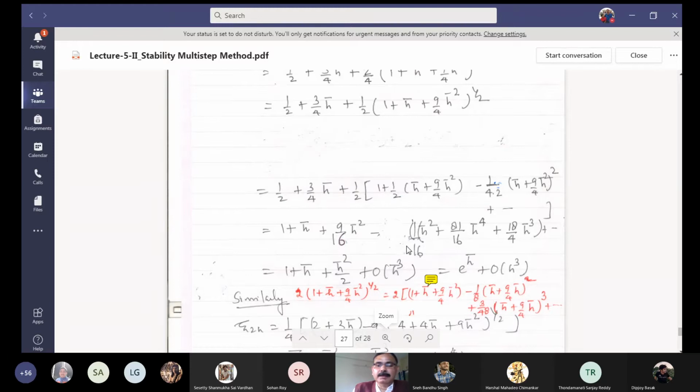I'm not going much in detail. This will be your 1 plus h bar square by 2 plus capital order h bar cube. I'm just stopping at that place. We don't want beyond that. So we may write this as e to power h plus capital order h cube term. Okay. Similarly, we'll see the other term.